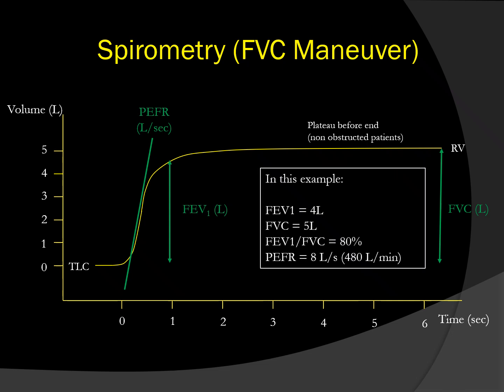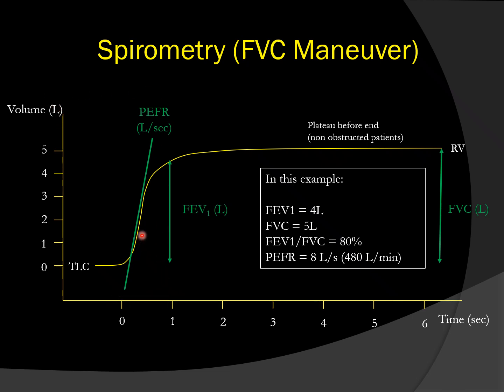So in this example, the FEV1 is 4 liters. The vital capacity here is 5 liters, and the ratio of FEV1 to FVC is 80%, or 0.8. The peak flow is about 8 liters a second, meaning if they had 1 second to go, this would have risen by about 8 liters for each second. That's the slope of the graph. 8 liters, which would be up here, for each second.